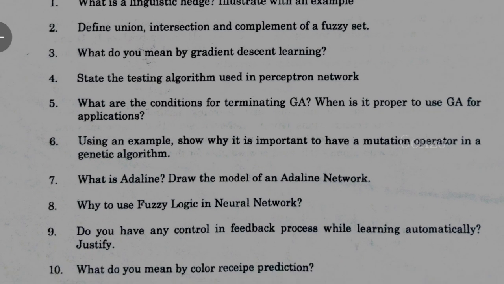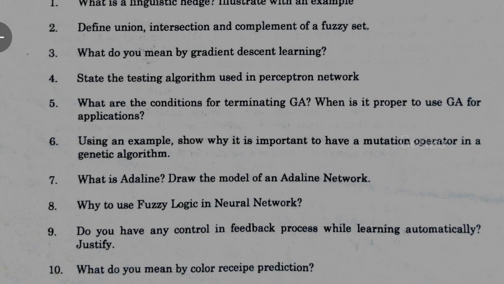4. State the testing algorithm used in perceptron network. 5. What are the conditions for terminating GA? When is it proper to use GA for applications? 6. Using an example, show why it is important to have a mutation operator in genetic algorithm.